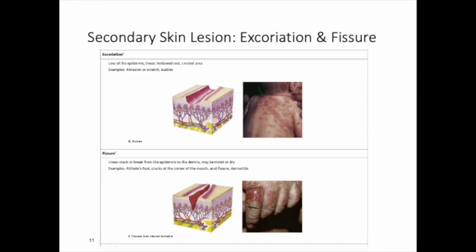Versus a fissure is any type of linear crack or break from the epidermal layer to even the dermal layer, and it could be moist or dry. So think of someone that has athlete's foot or really bad calluses or cracks in their feet. Those are fissures. You can also see them in the corner of the mouth, any cracks in the anal fissures, or also in severe dermatitis, you will see fissures as well. So again, it's going from the epidermal to the dermal layer, whereas excoriations are only in the epidermis.